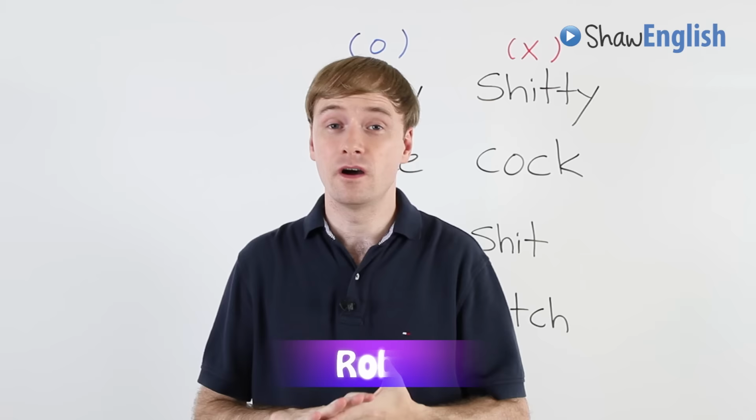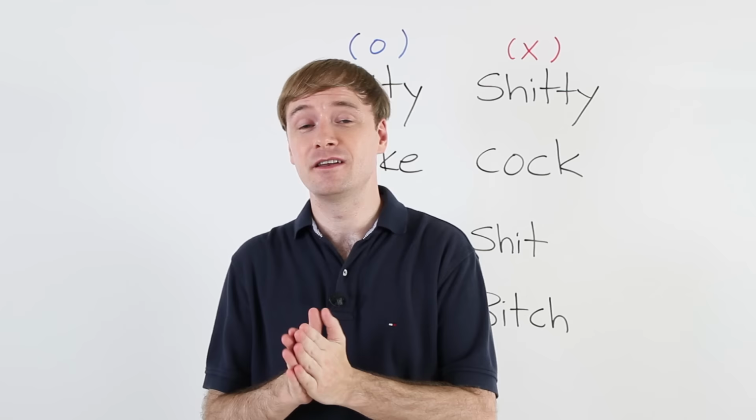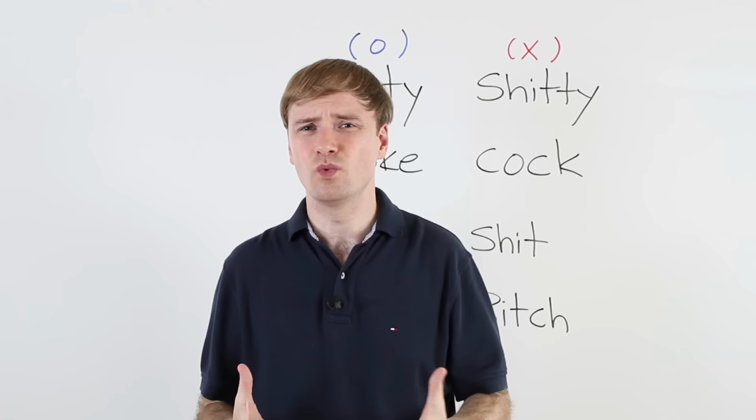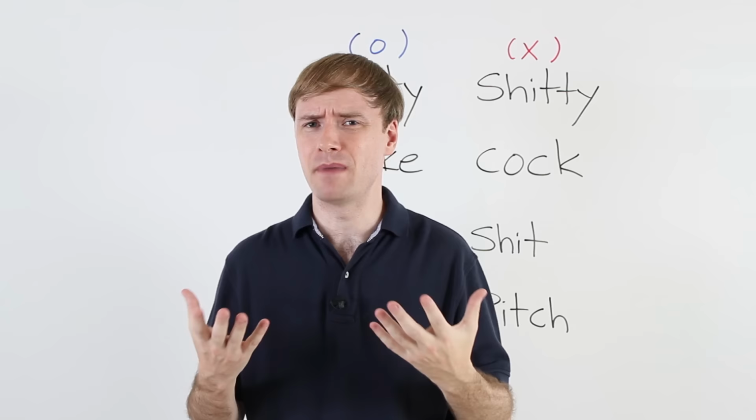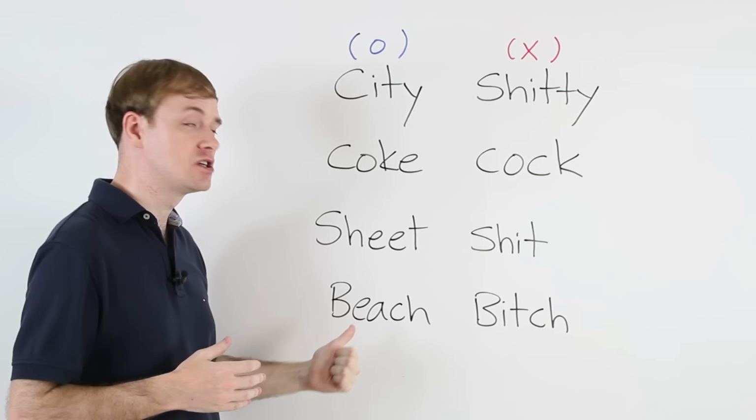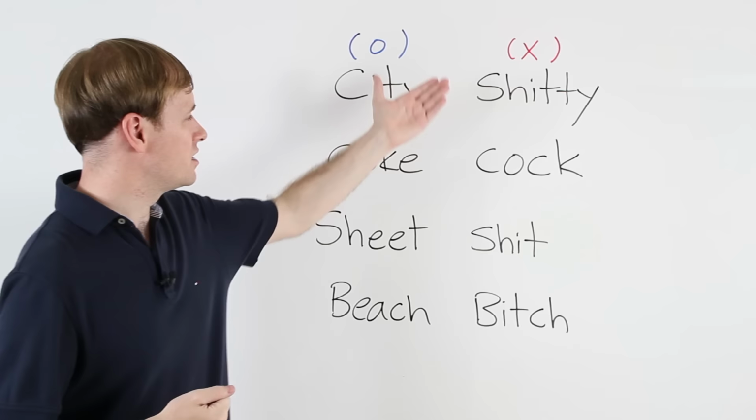Hi, I'm Robin, and this is a very important pronunciation video because I'm going to teach you about four words that my students often mispronounce, and the words they say sound like bad words. So when they say these words, I'm a little bit confused. Why are they saying a bad word? Well, they're not trying to say a bad word, just their pronunciation sounds like a bad word. Now, the four words are city, Coke, sheet, and beach. As I said, a lot of my students mispronounce these words, so they sound like English bad words.